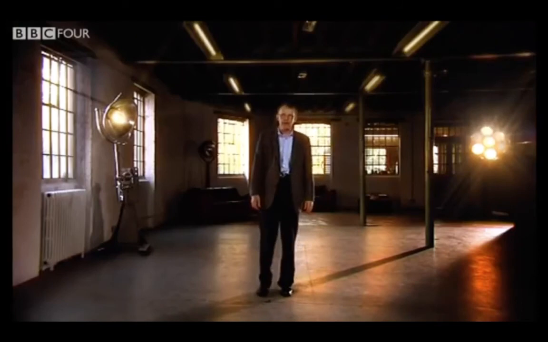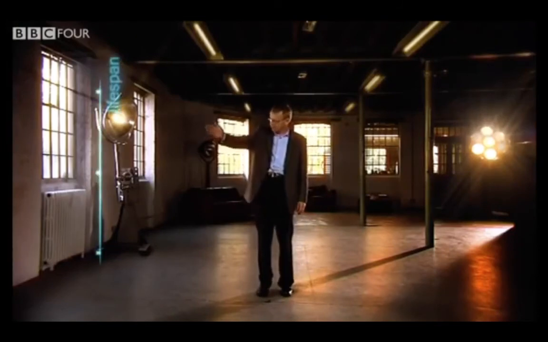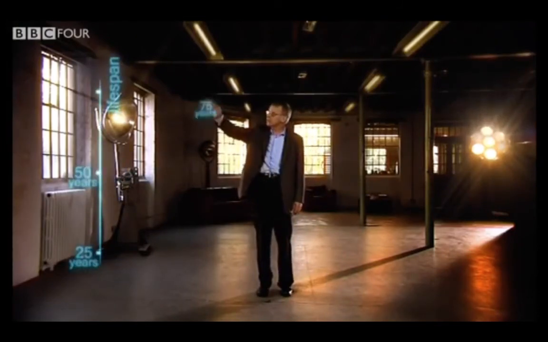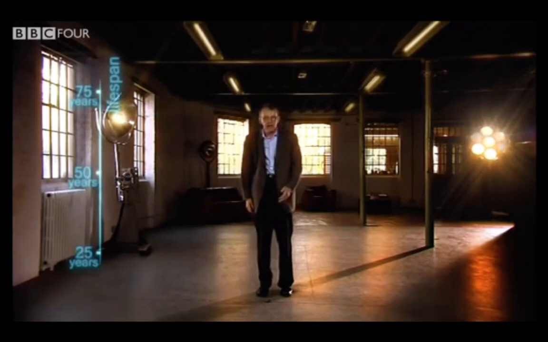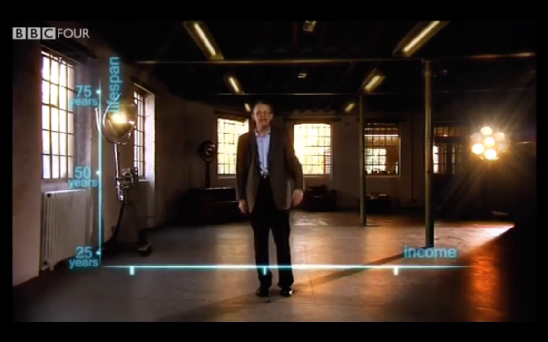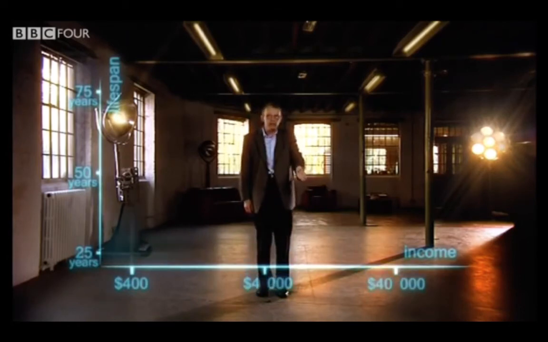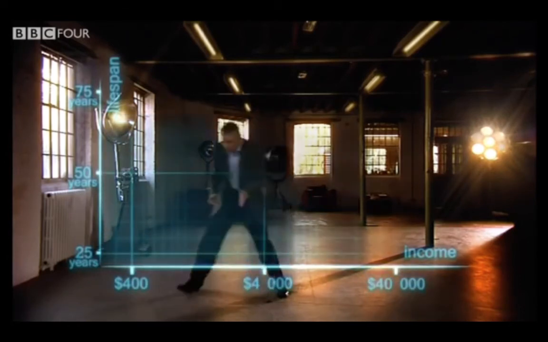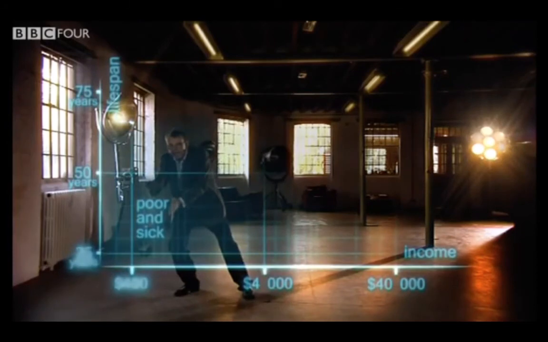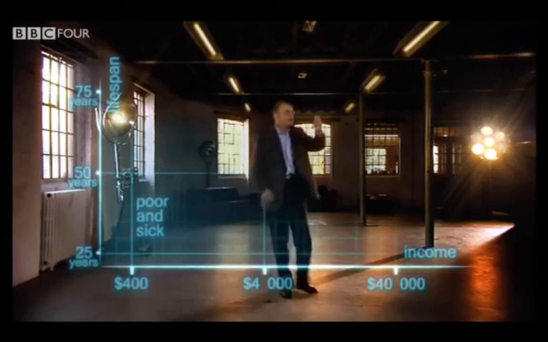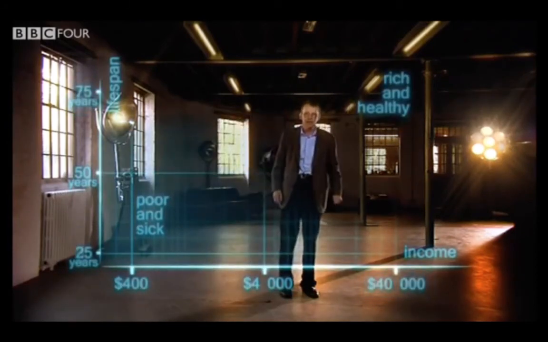First, an axis for health, life expectancy, from 25 years to 75 years. And down here, an axis for wealth, income per person, $400, $4,000, and $40,000. So down here is poor and sick, and up here is rich and healthy.